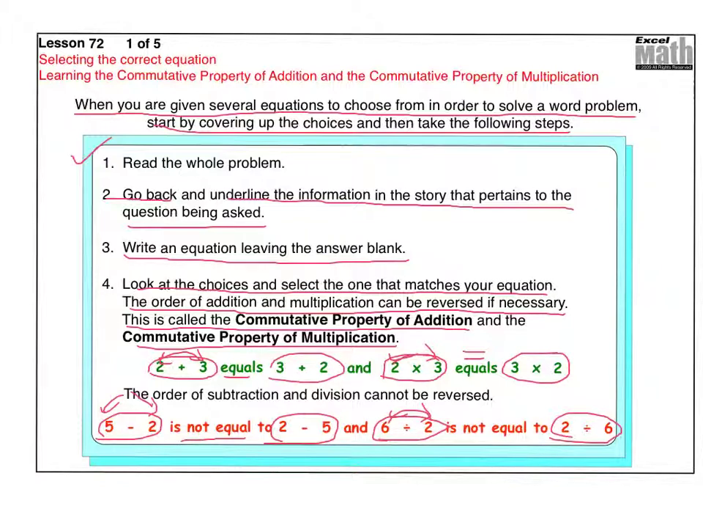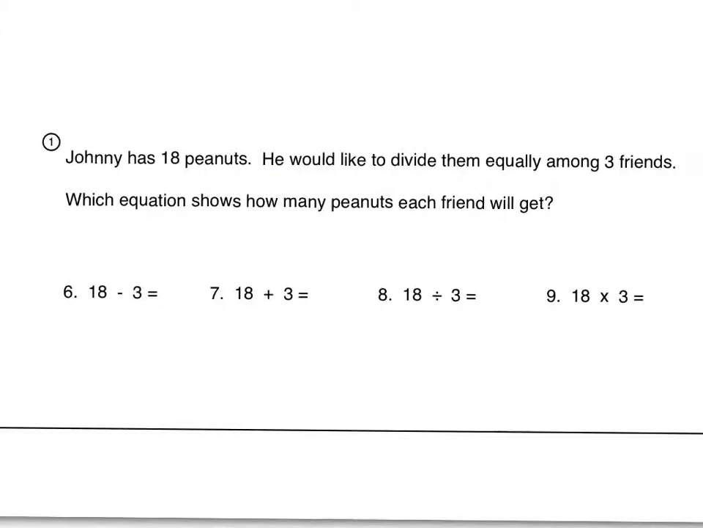So once again, read the problem, go back and underline the important information in the problem, write your own equation, and then choose the correct answer from the multiple choice list that they give you. Johnny has 18 peanuts. He would like to divide them equally among 3 friends. Which equation shows how many peanuts each friend will get? We're not going to even look down below. We should cover it up.